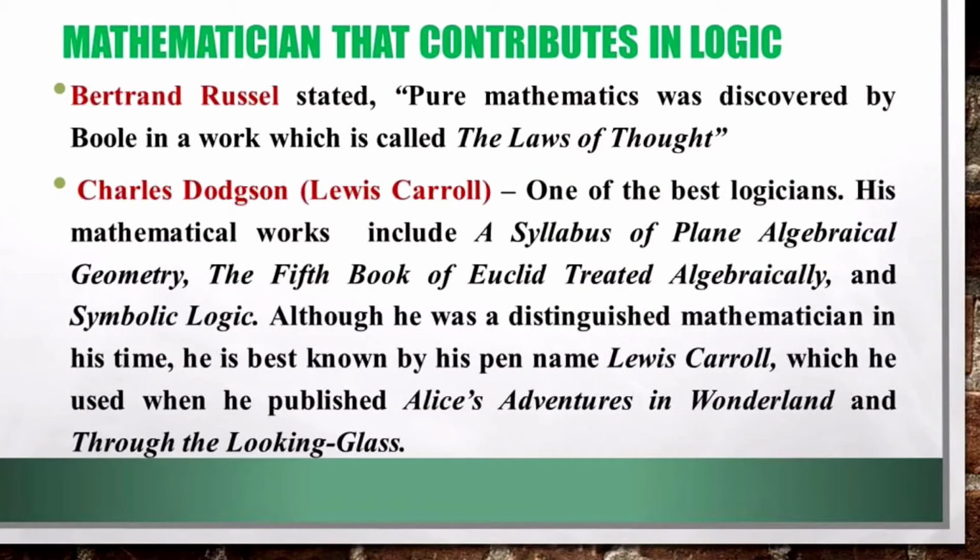So, eto naman si Bertrand Russell, siya yung nagsabi na pure mathematics was discovered by Boole in a work which is called The Laws of Thought. Okay? So, sinasabi niya na ang pure mathematics ay na-discover ni Boole doon sa work na The Laws of Thought. And after that, sumunod na sa kanya si Charles Dodgson, or mas kilala sa pen name na Lewis Carroll.